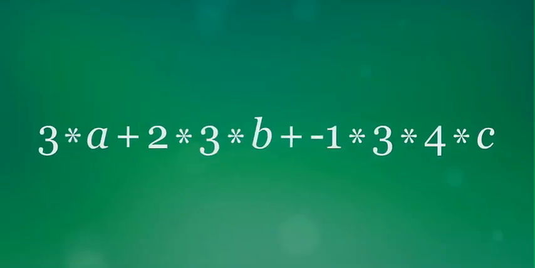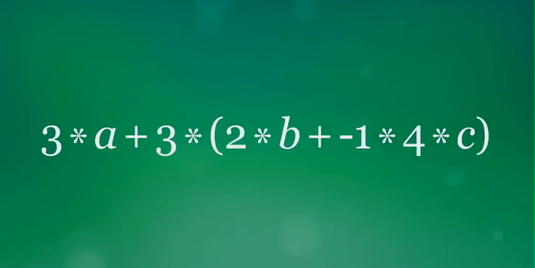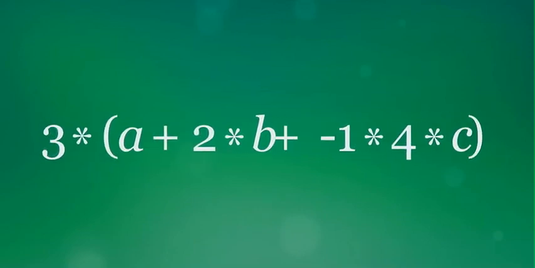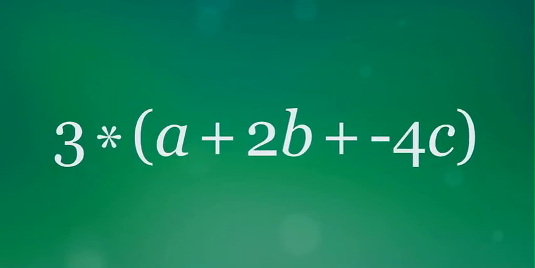So let's see what we have here. If I take this 3 and combine it like this, then combine it again, I can see that what I have is 3 times the quantity a plus 2b plus negative 4c.